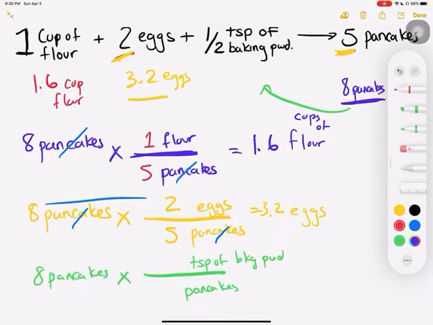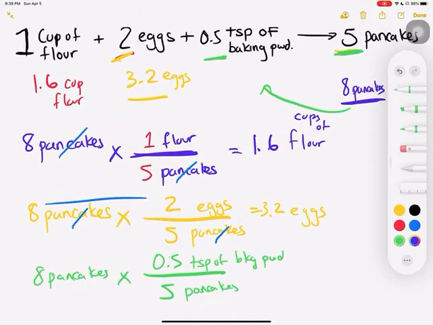So what are the numbers that I'm going to place into this dimensional analysis? The stoichiometric coefficients of pancakes and baking powder, which is 5 and 1/2. So 5 goes into pancakes and 1/2 goes into teaspoons of baking powder. Now to make it a little bit simpler, I'm going to convert that 1/2 into its decimal equivalent, which is 0.5. This is because it's easier to deal with decimals in this situation. So I'm going to put 0.5. Don't be afraid of converting fractions into decimals in these situations.